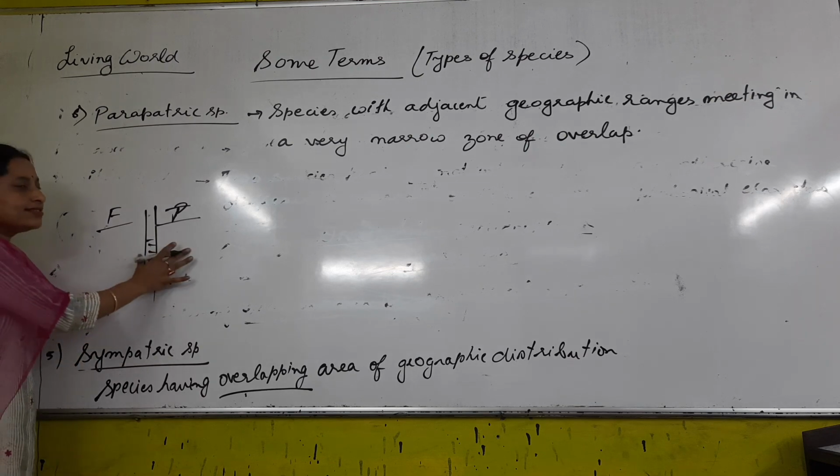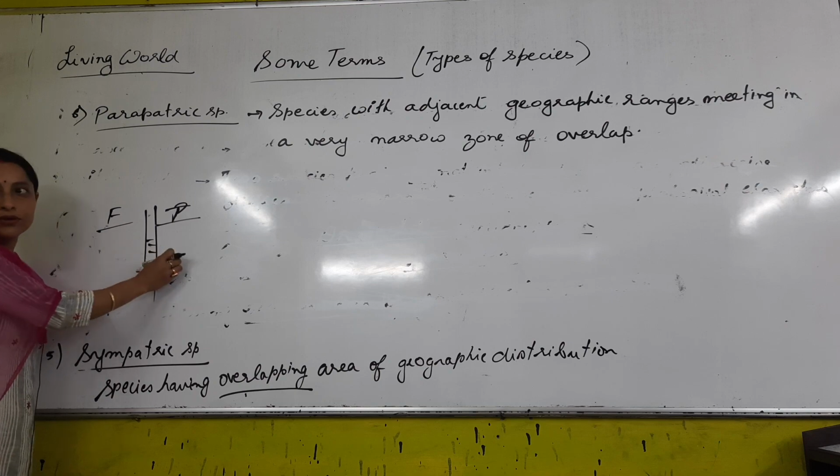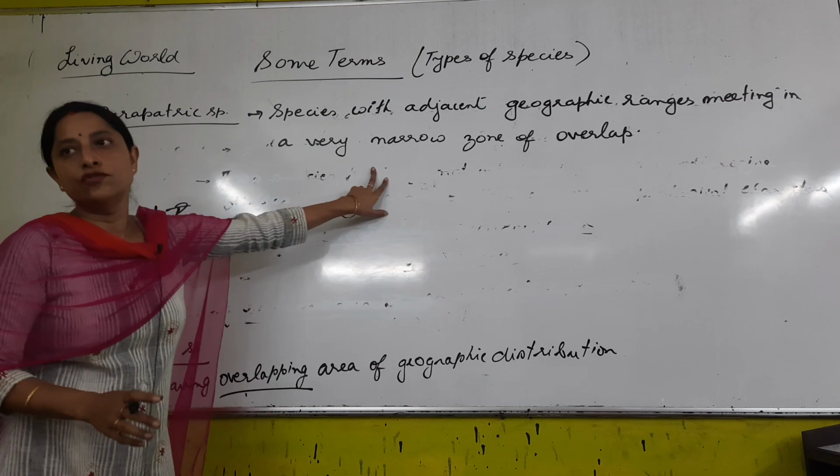So if they are just very close to each other, sometimes they may meet. So they have a very narrow zone of overlap.